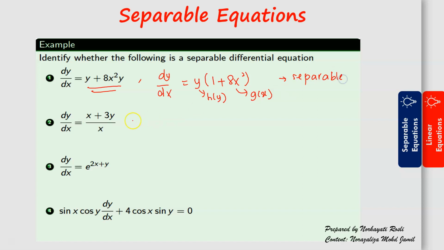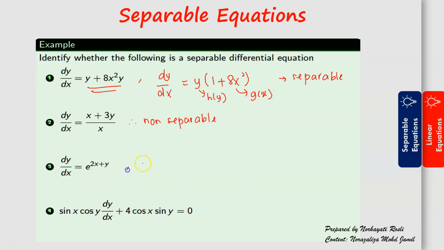Next, we go to the second one, which is dy/dx equal to (x plus 3y) divided by x. If you see, we are actually unable to write this equation in terms of h(y) times g(x). It means that you are unable to factorize this equation, so it is a non-separable equation.